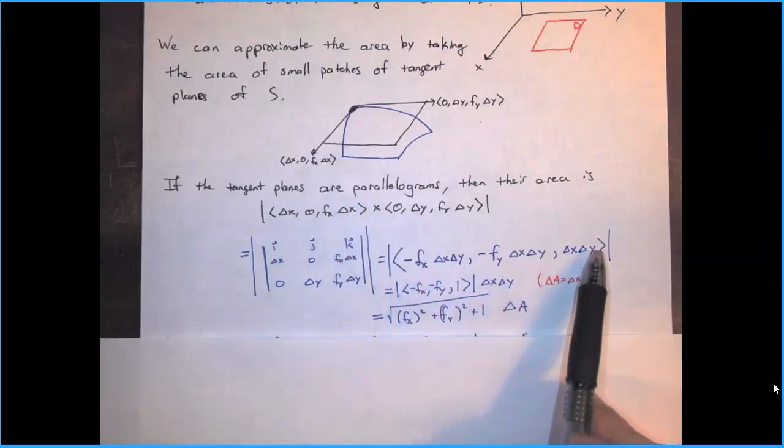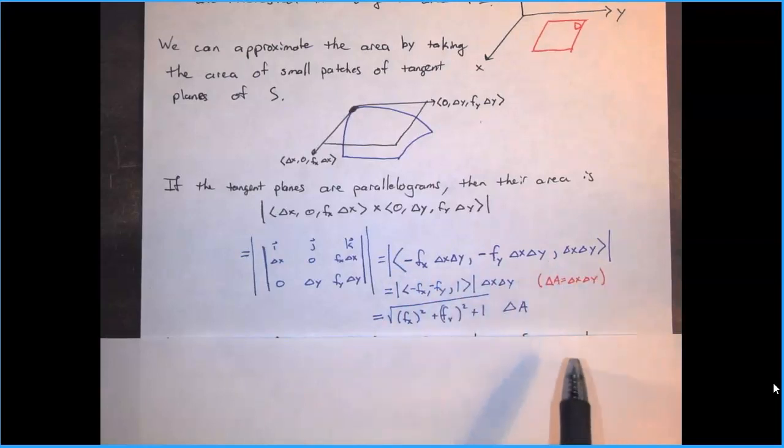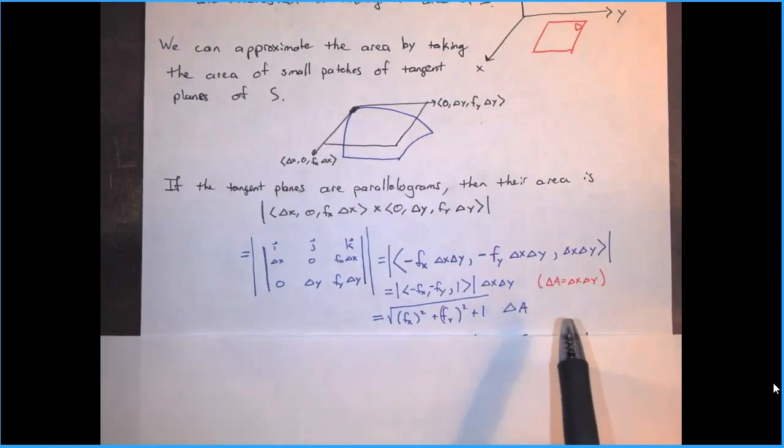So I'm taking the magnitude of this vector. This vector is what I get from the cross product. I'm going to factor this delta x delta y out, and I'm going to call that delta A. So instead of thinking of a change in x and a change in y, now I can think of a change in area.